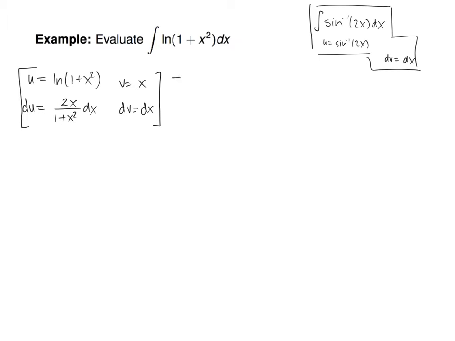Okay, so the formula here is uv minus the integral of v du. So that's x ln(1 plus x squared) minus the integral.